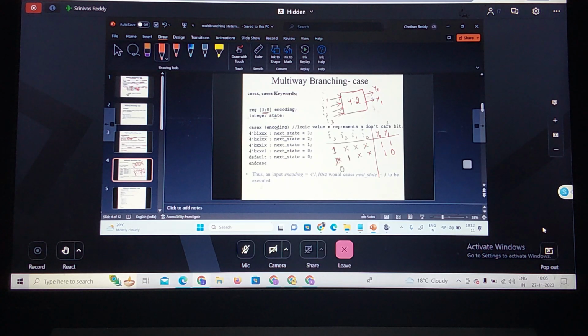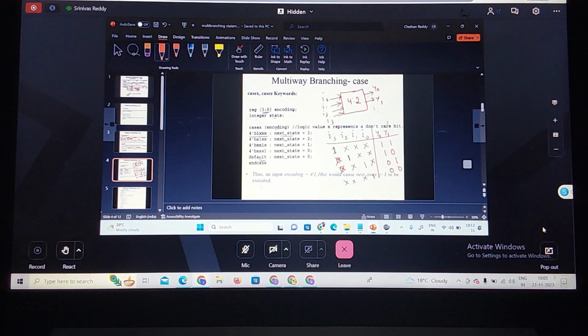If this is X, it means don't care, 0 or 1. Next, 01X will be encoded as 0, 1. And next, 001 will be encoded as 0, 0. If you are giving an encoding other than these, in the default statement I am telling that the encoder output should be 0, 0.